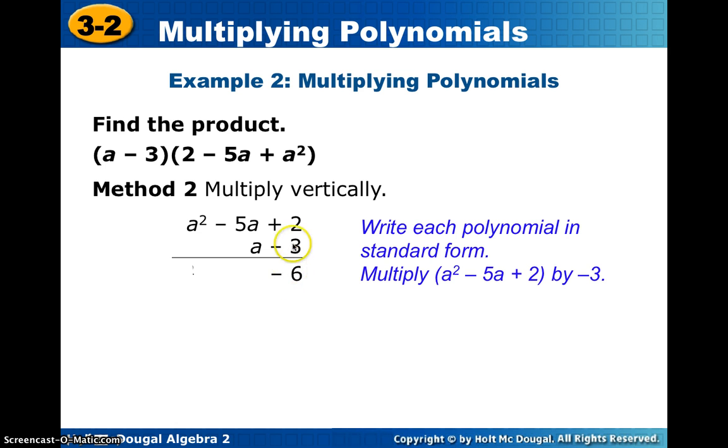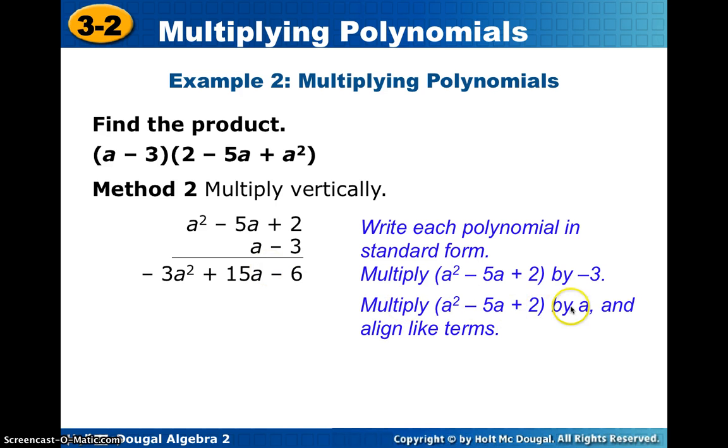Negative 3 times 2 gives us negative 6, and then the negative 3 times the negative 5a gives us positive 15a. Then we take the negative 3 times the 2a, which gives negative 3a. And now we come to the second number on the bottom, the a, and we're going to start right under the a. A times 2 gives us 2a.